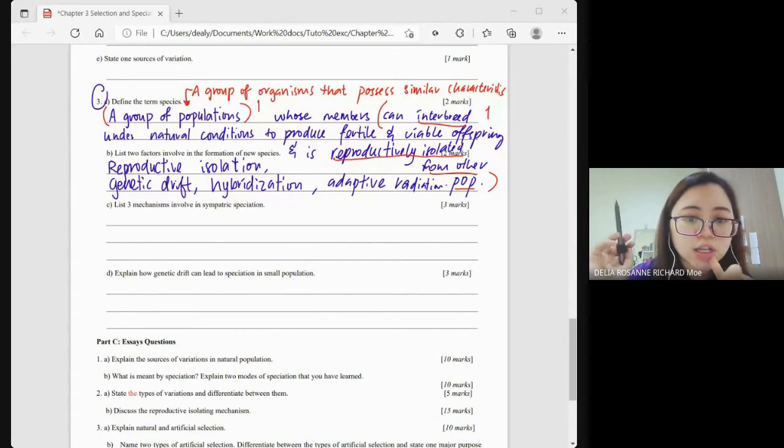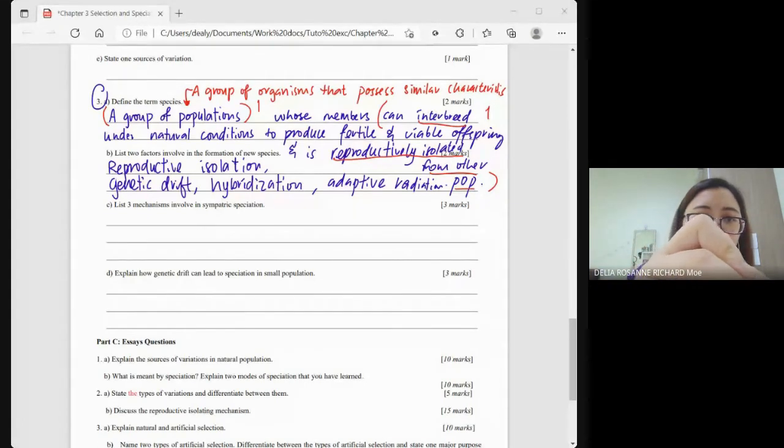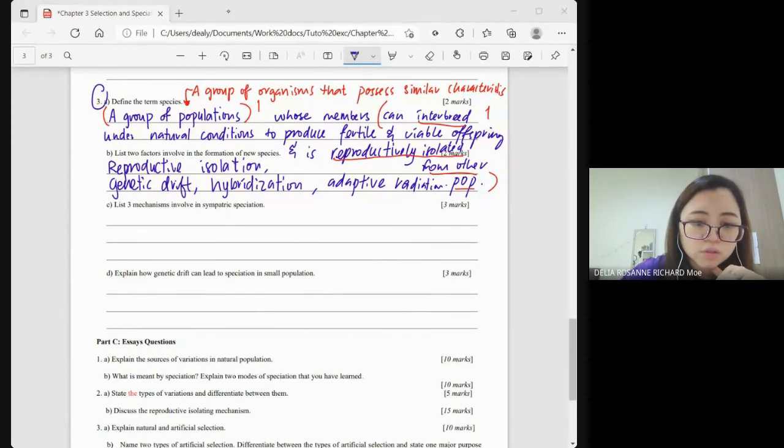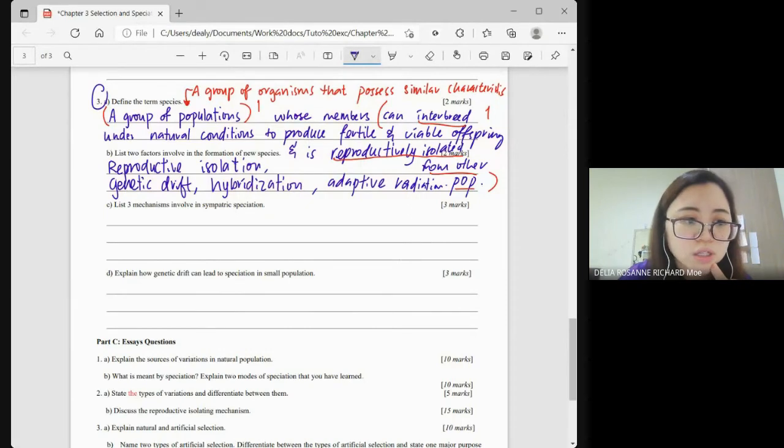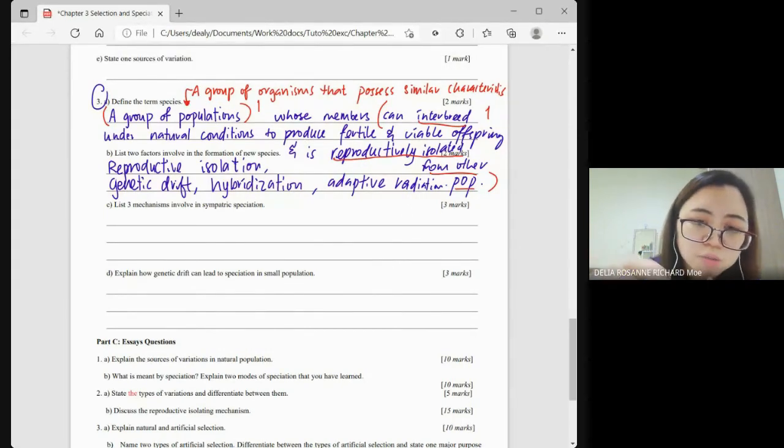Alright, so for question 3C, list 3 mechanisms that are involved in sympatric speciation. This one should be in the lecture notes as well, talking about mechanisms involved in sympatric speciation. Oh wait, it's not. Oh dear, looks like I don't have it in my lecture note. Oh well, then this one I will just give you the answers lah. Okay, so for this one, I didn't put it in. So when you make your own short notes, please include this. 3 mechanisms that are involved in sympatric speciation.